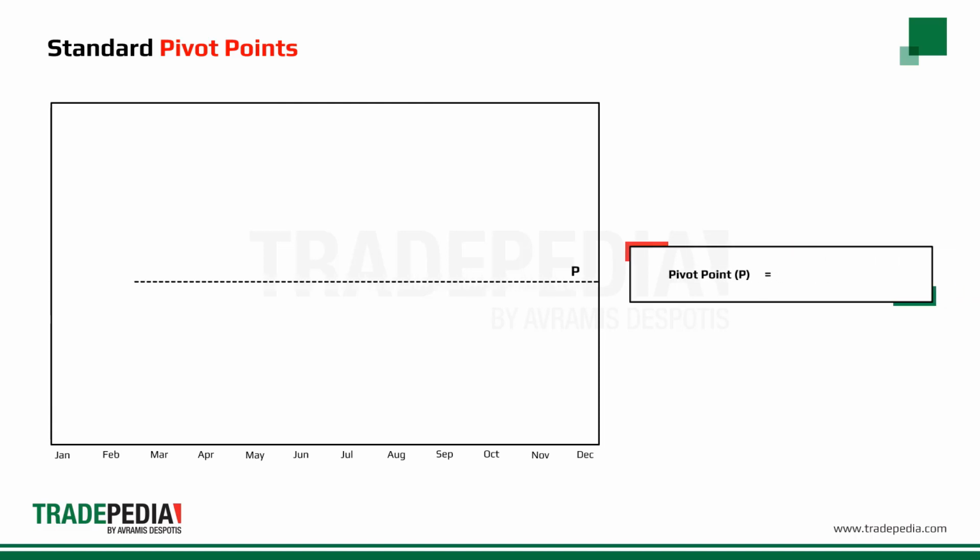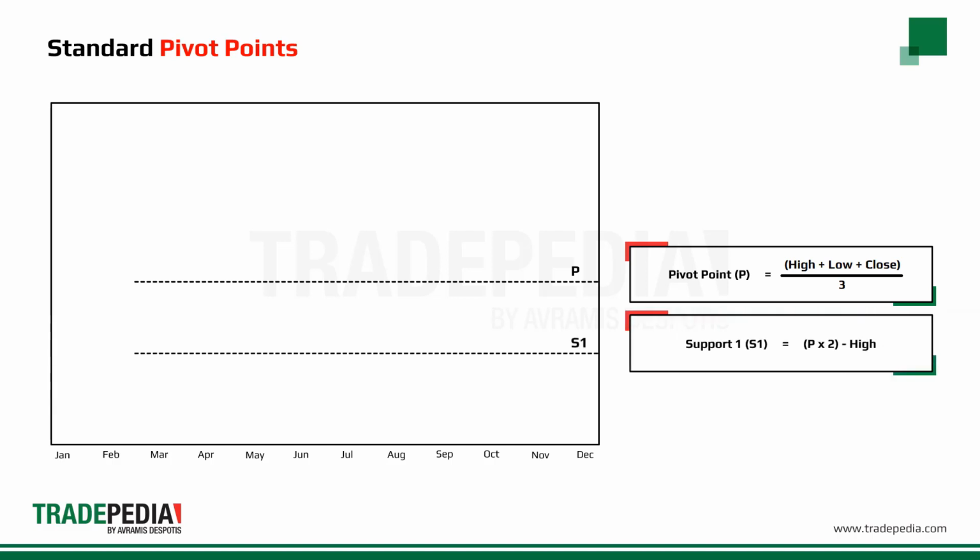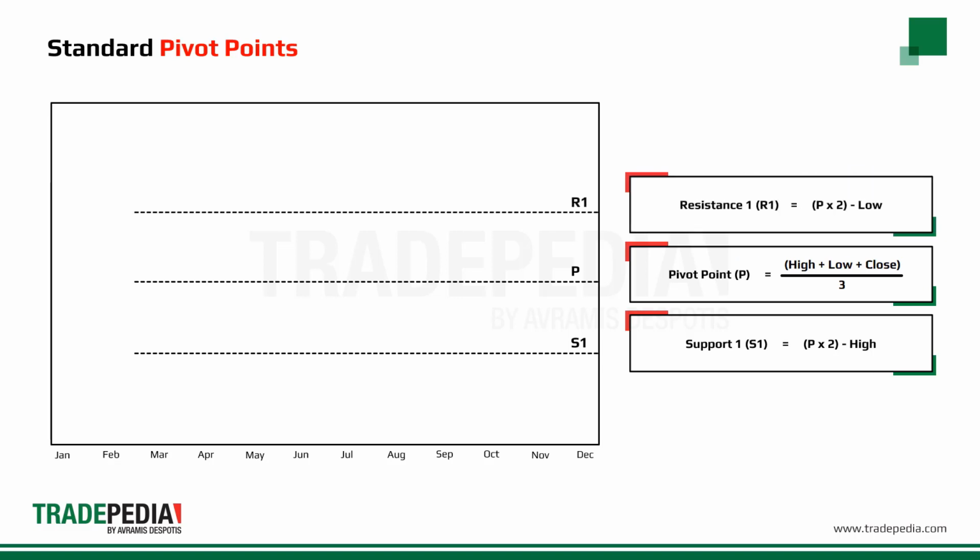The standard pivot point is calculated by averaging the prior high, low, and close price of a higher time frame, which then acts as the main support or resistance level. Based on this point, we can then calculate the first support level by multiplying our pivot by 2 and then subtracting from it the previous high. The first resistance can be found by multiplying the pivot by 2 and subtracting the previous low.